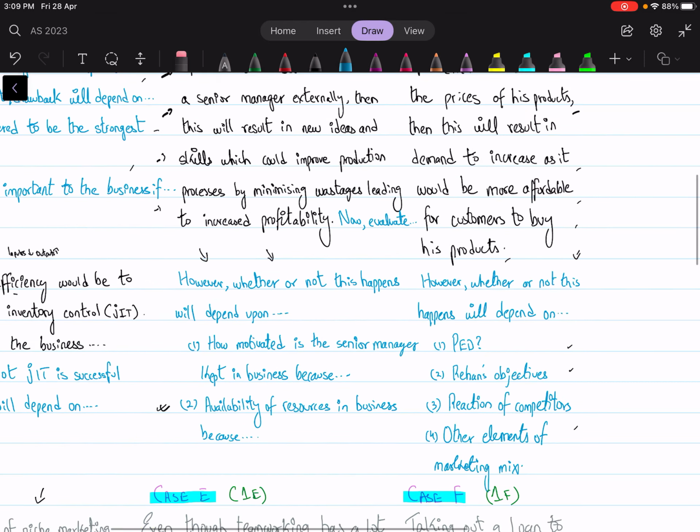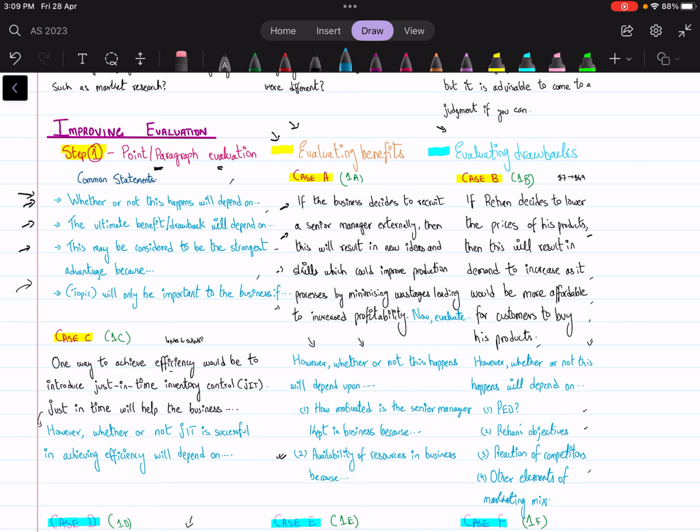Alright, so whenever you are mentioning either benefits or limitations, which usually is what the examiner expects you to do, you can evaluate benefits separately and drawbacks separately. Keep in mind that from the main body of the paragraphs, you have to make sure that you somewhat collect around 4 marks for evaluation.